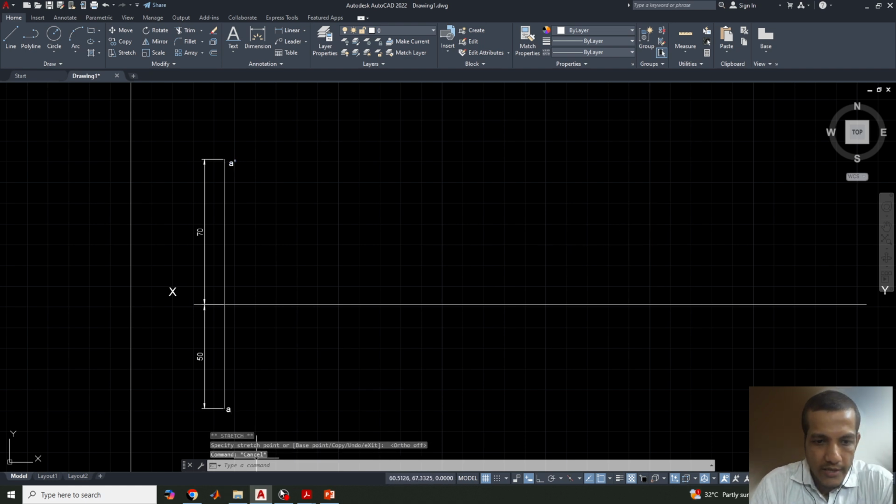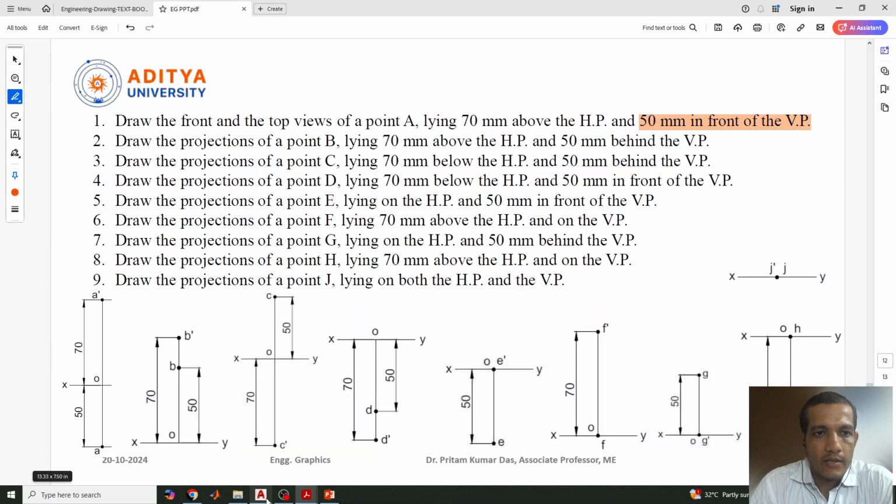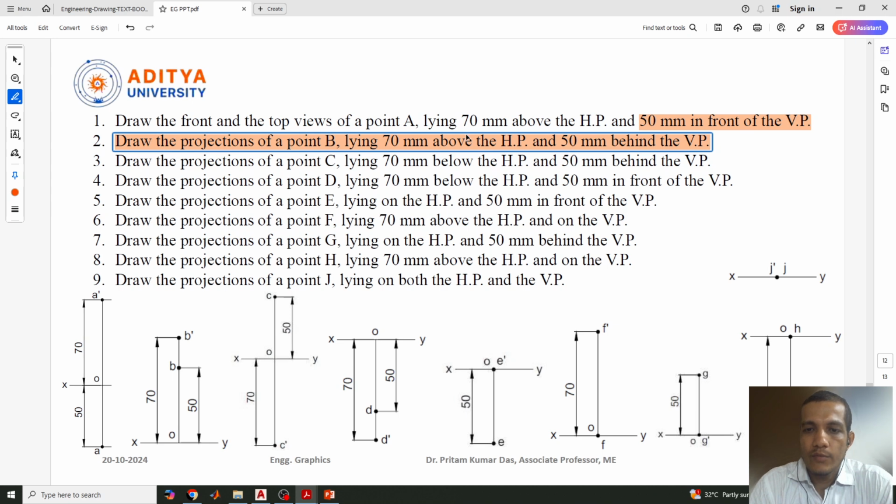Similarly, we'll go for the second question. What is given? Draw the projection of a point lying 70 mm above the HP and 50 mm behind the VP. Lying 70 mm above HP, second quadrant or first quadrant, and behind VP means that is the second quadrant. So this question belongs to the second type, and it will be placed in the second quadrant, and both views will be above the XY line.